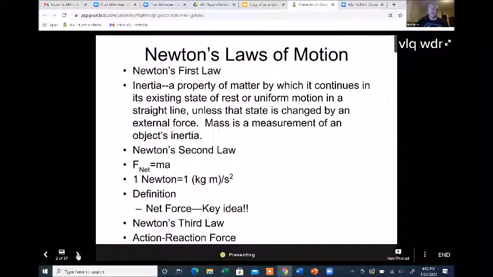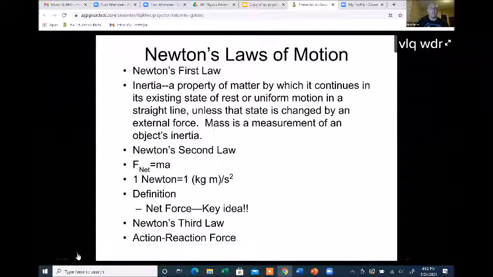So hopefully you guys already know Newton's laws very well. We're not going to spend much time here with Newton's laws. The first law is sometimes called the law of inertia, a property of matter that it continues in its existing state of rest or motion unless it's acted on by some kind of net external force. Remember that mass is really just a measurement of something's inertia. We're going to use those two words almost interchangeably, mass and inertia. More mass means more inertia. More inertia means more mass.